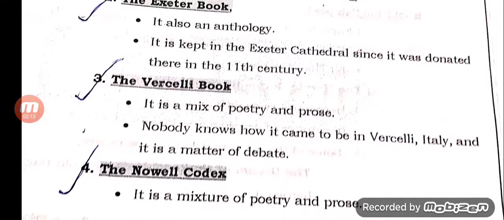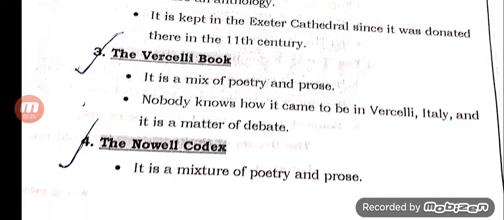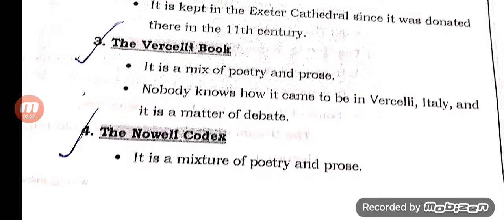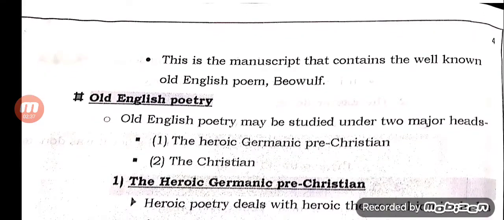Next comes the Vercelli Book. It is a mix of poetry and prose. Nobody knows how it came to be in Vercelli, Italy, and it is a matter of debate. The Nowell Codex is a mixture of poetry and prose. This is a manuscript that contains the well-known Old English poem Beowulf.